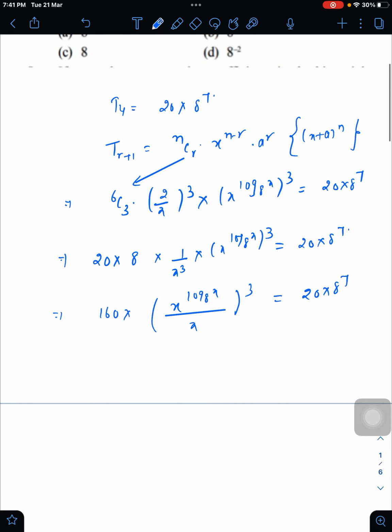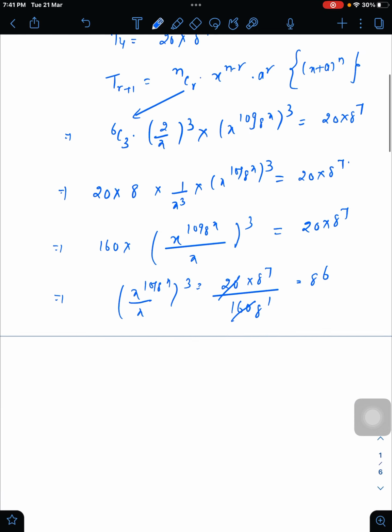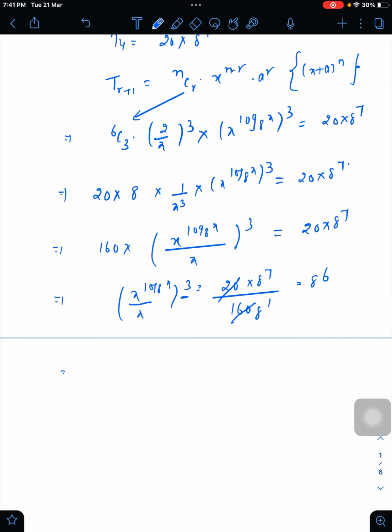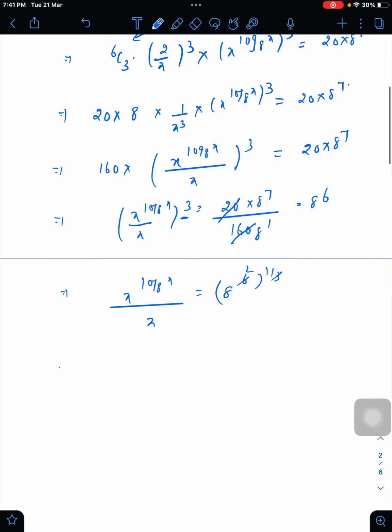Now you can easily see that I can write x to the power (log 8x) by x to the power 3 equals 20 into 8 to the power 7 by 160. The 20 gets cancelled out, so I will get 8 to the power 6. If I remove the power 3 from here, what I get is x to the power (log 8x) equals 8 to the power 2. So x to the power (log 8x) by x is equal to 64.